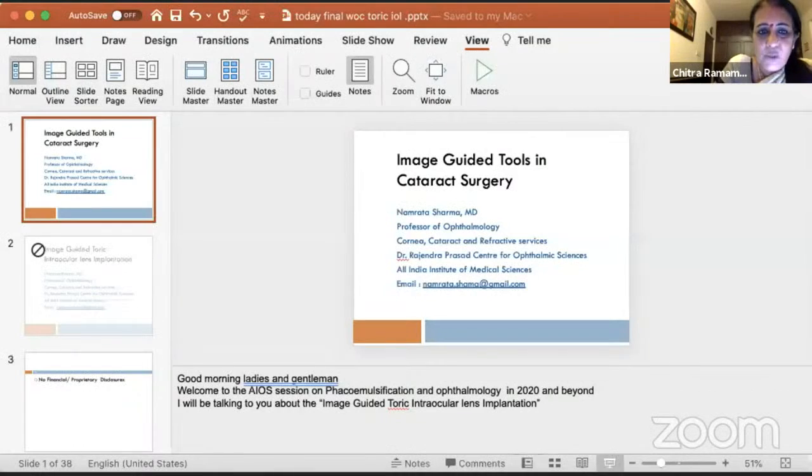Our first speaker of this session is Dr. Namrata Sharma, and she is going to be detailing us on the intro of tools in cataract surgery for greater precision. Yes, on to you, Dr.